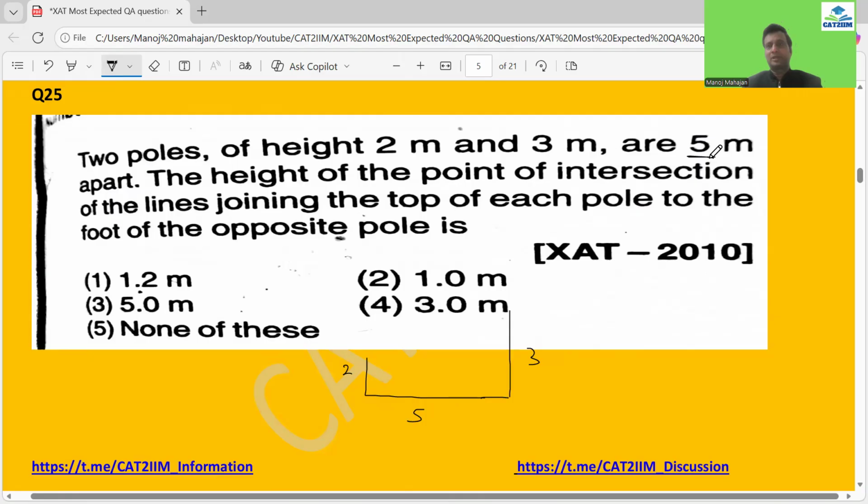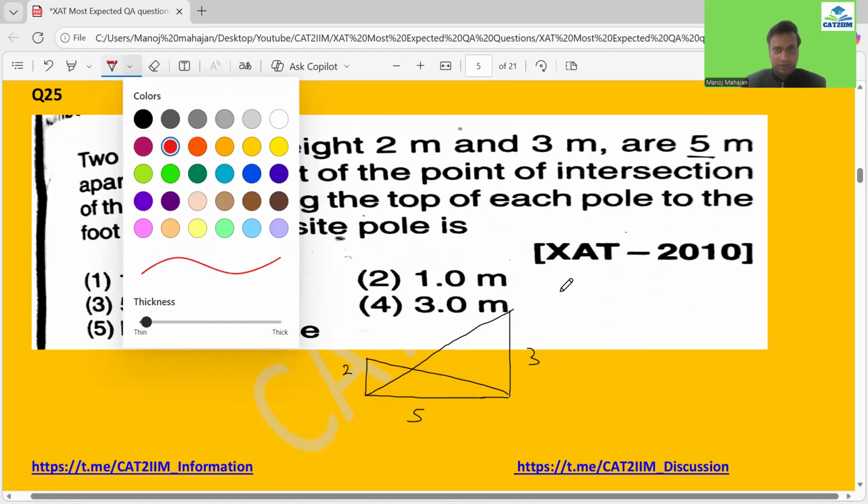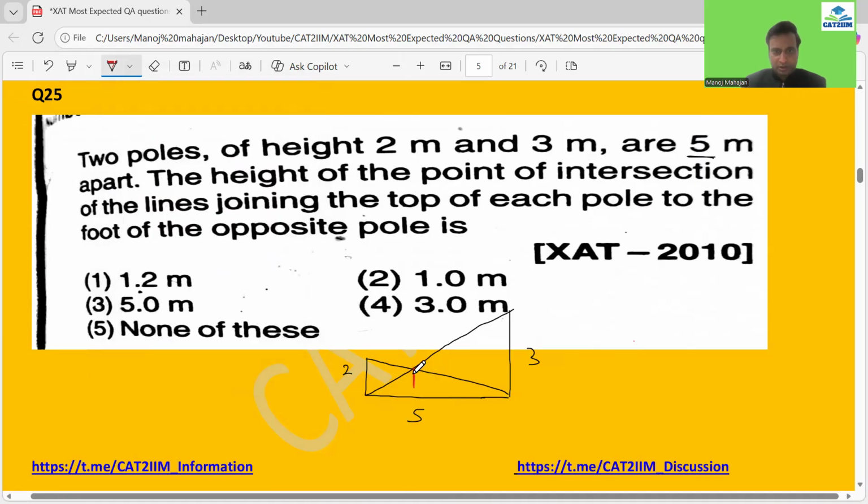If the gap would have been 10 also, 15 also, the answer would have been same what they're asking over here, right? So the height of the point of intersection of the line joining the top of each pole to the foot of the opposite. So this is what we have to join. This is what we have to join. And what they're asking, let me draw with another color out here. So this is what they are looking forward, the value, right?